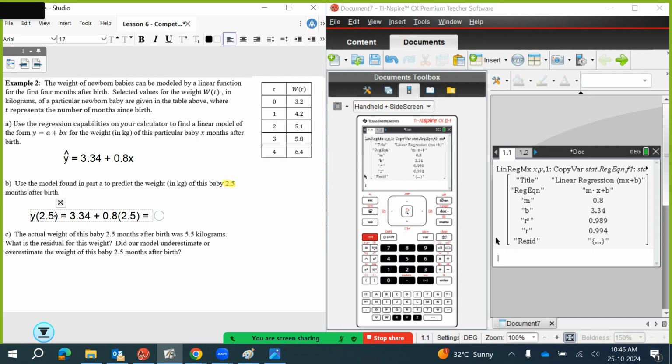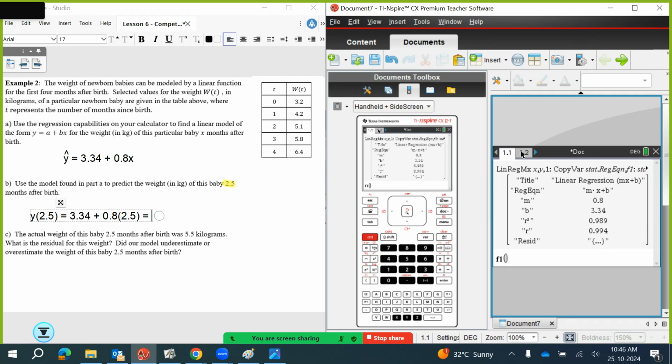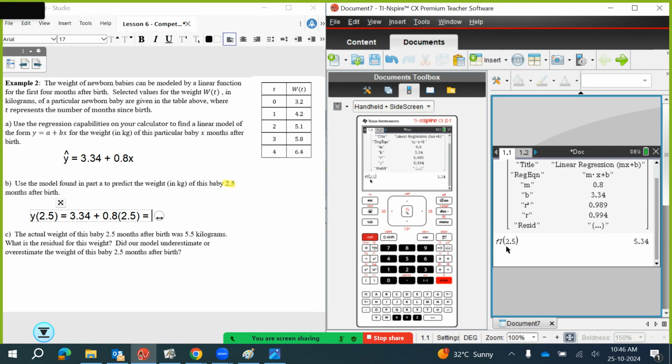On the calculator, it's a lot easier to do. We just press the variable button here, above the 9. Remember where we saved it. We saved the regression equation to F1, and then we just type in 2.5, and it will give us our value. So our answer here is 5.34.